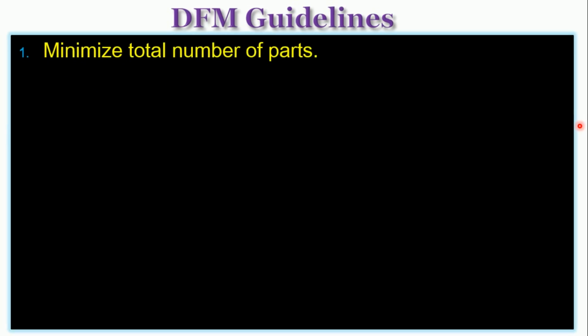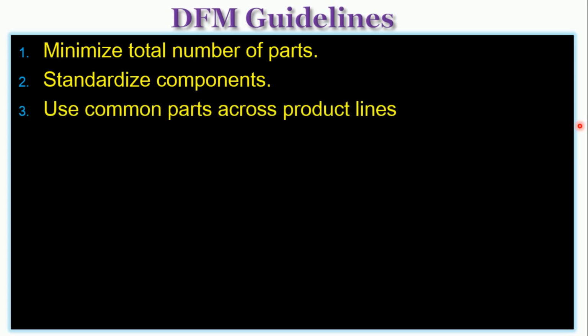Now, what are the generalized guidelines for DFM? First, minimize the total number of parts in your assembly or product. This is a major guideline for the DFM process. Then standardize components: use standardized components in your products and assemblies. Then use common parts across the product lines, so you can reduce the cost of manufacturing processes. Also standardize the design features.